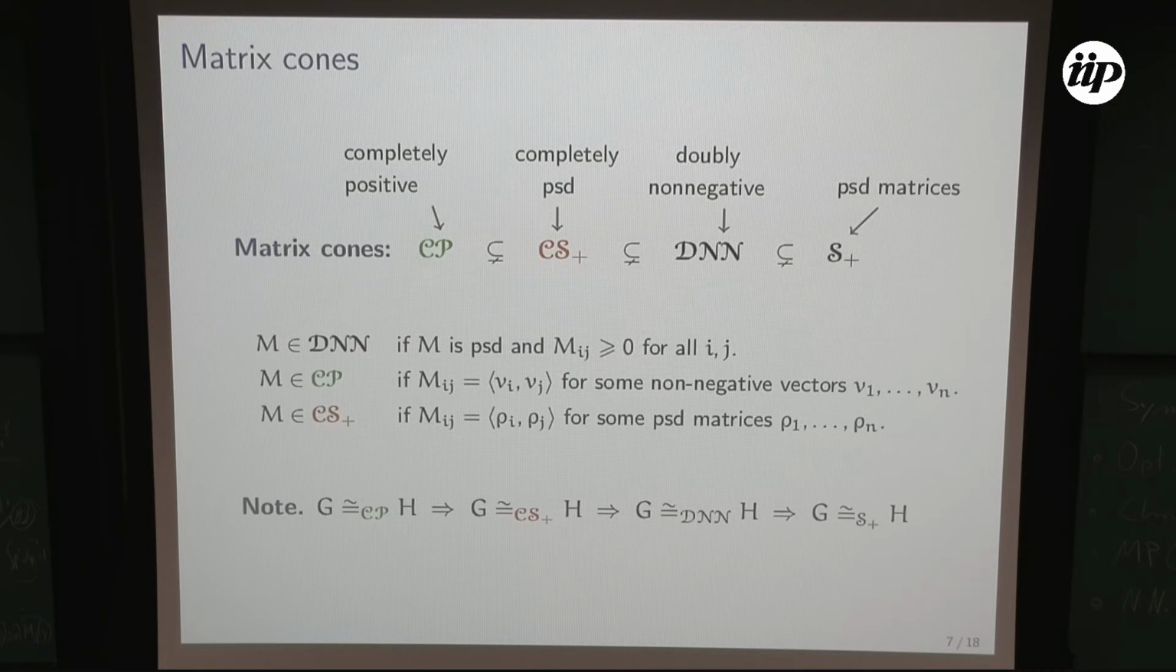And just because I have this chain of inclusions for these cones, remember I defined these K isomorphisms as the existence of a K isomorphism matrix. So if I have, say, a CP matrix, well, it's also an S plus matrix, or it's also a CS plus matrix. It's not too hard to see that these implications hold. So just from these cone inclusions, I get this chain of implications for my conic isomorphisms.